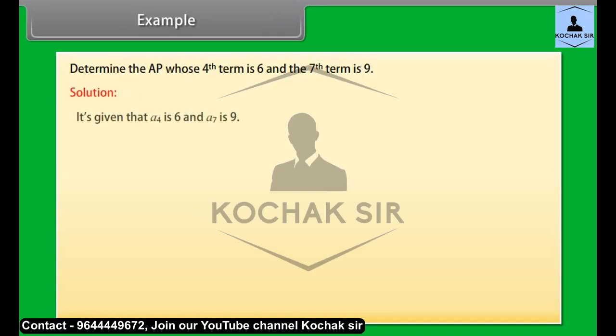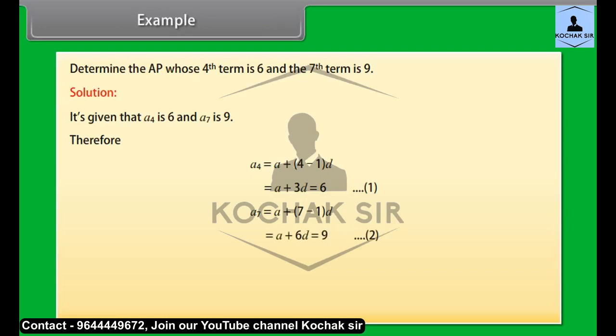Solution. It's given that A4 is 6 and A7 is 9. Therefore, A4 is equal to A plus (4 minus 1) D, which is equal to A plus 3D, which equals 6. Mark it as equation 1. And A7 is equal to A plus (7 minus 1) D, which is equal to A plus 6D, which equals 9. Mark it as equation 2.